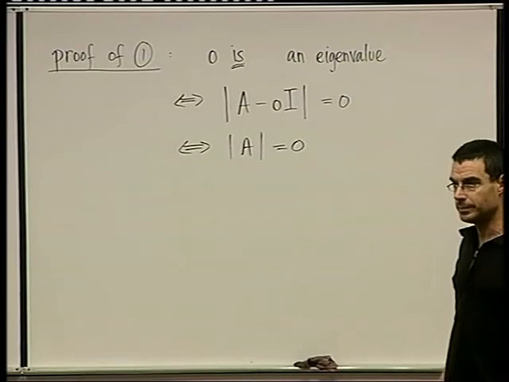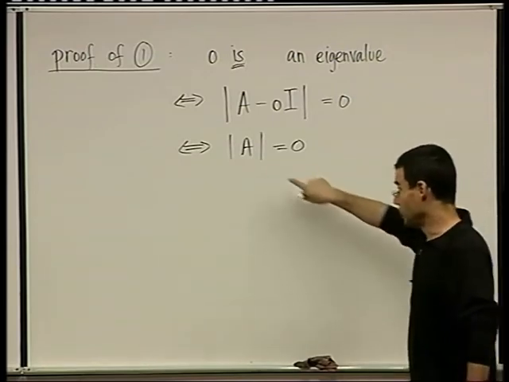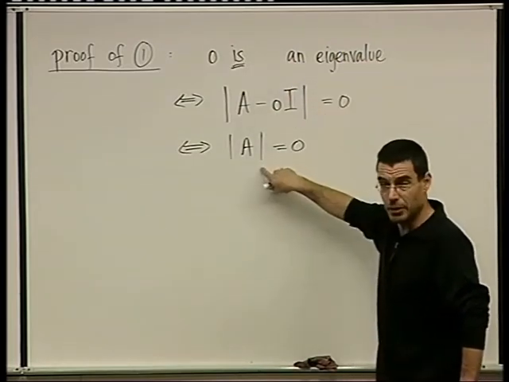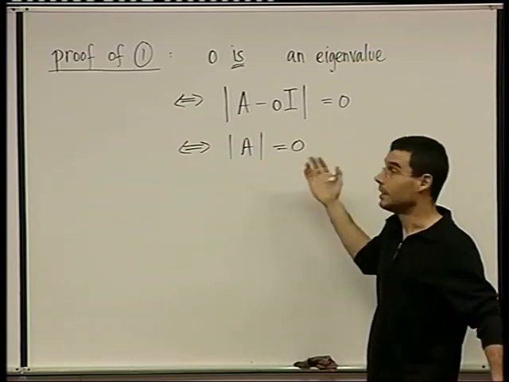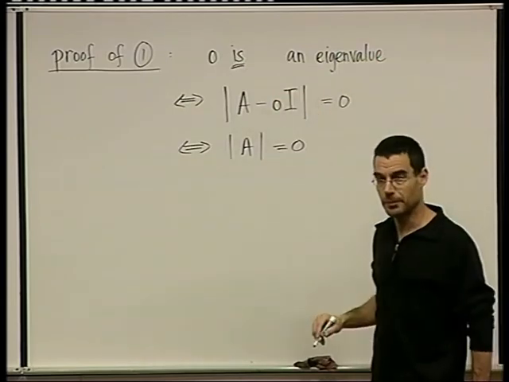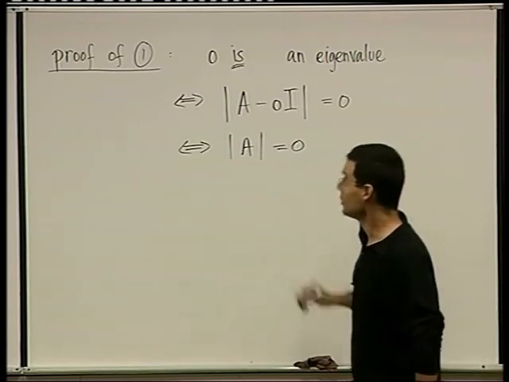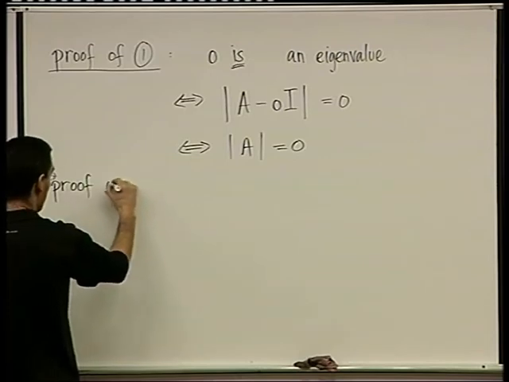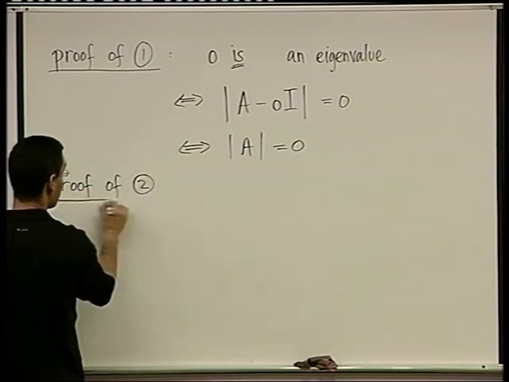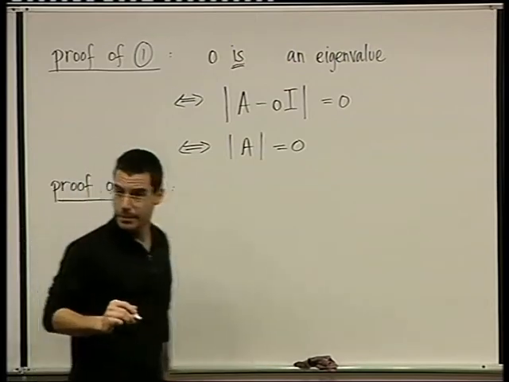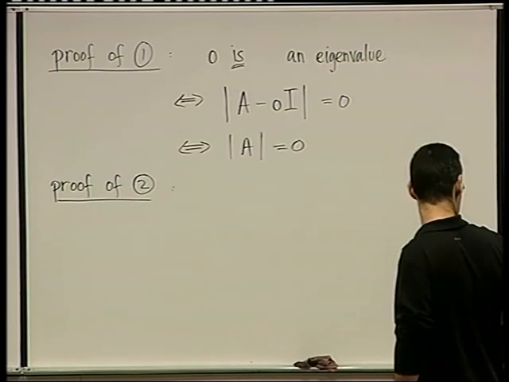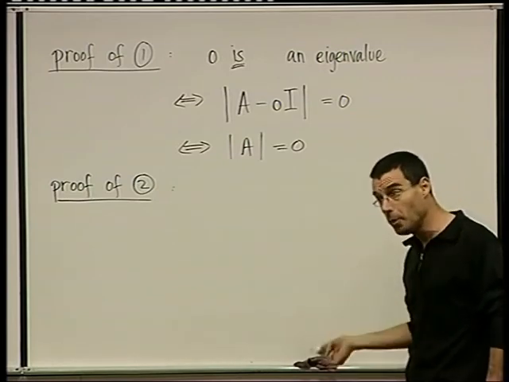And that's it, we're done. Told you it was long. Good? If the determinant is 0, then 0 is an eigenvalue. So if the determinant is not 0, which is equivalent to invertibility, then 0 is not an eigenvalue. Good? Okay, so that's the proof of 1, and the proof of 2, which is going to be just as long. Everybody good?